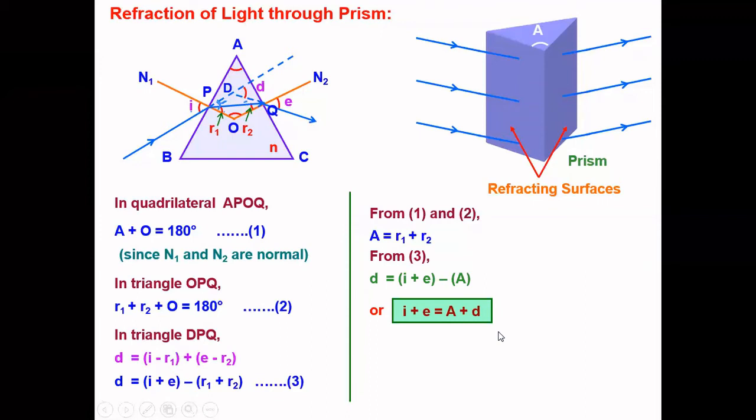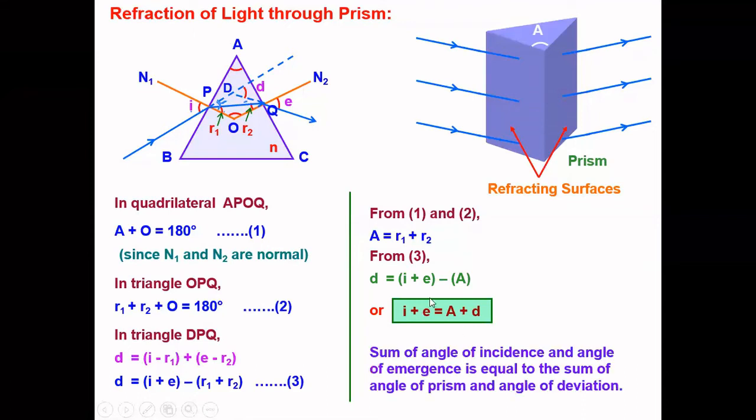Next, further if we move, we have concluded that the angle of incidence and angle of emergence will be equal to the angle of prism and angle of deviation. Here one more concept we will introduce. So the same thing we are writing: the sum of angle of incidence and angle of emergence is equal to the angle of prism and angle of deviation.